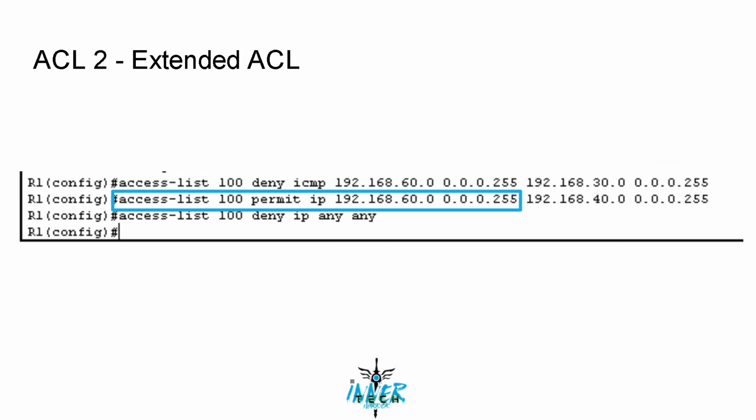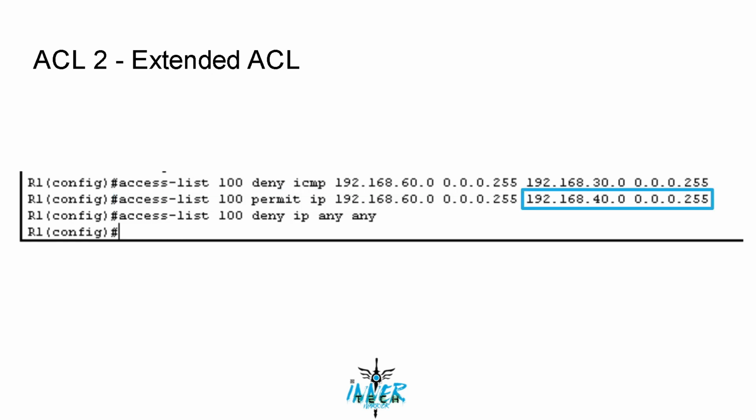Now, to allow LAN 2 to access LAN 4, let's put in a permit statement. Access list 100 permit 192.168.60.0 0.0.0.255. And then the destination should be LAN 4's IP address 192.168.40.0 0.0.0.255. Finally, let's put in the explicit deny any command required by company policy. Access list 100 deny IP any any.